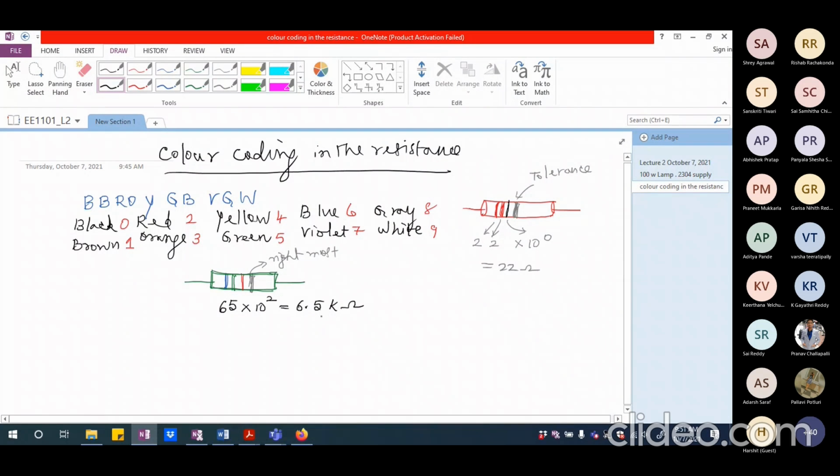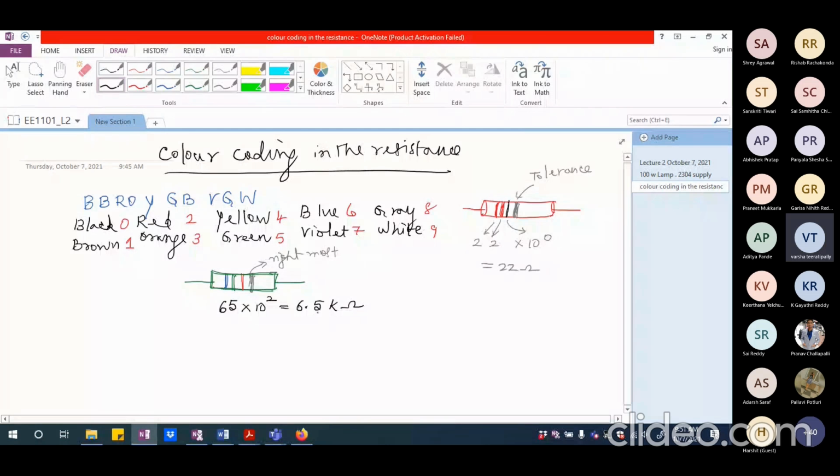Should we write the tolerance one? No, the tolerance one is just meant for indicating that all the rings have ended now. Nothing else is going to come up. The tolerance ring only tells you how much could be the error in the resistance. See, it is supposed to be 65K. So it can have plus or minus 10% variation if it is a silver ring. It can have plus or minus 5% variation if it is a gold ring. You get my point? Okay.